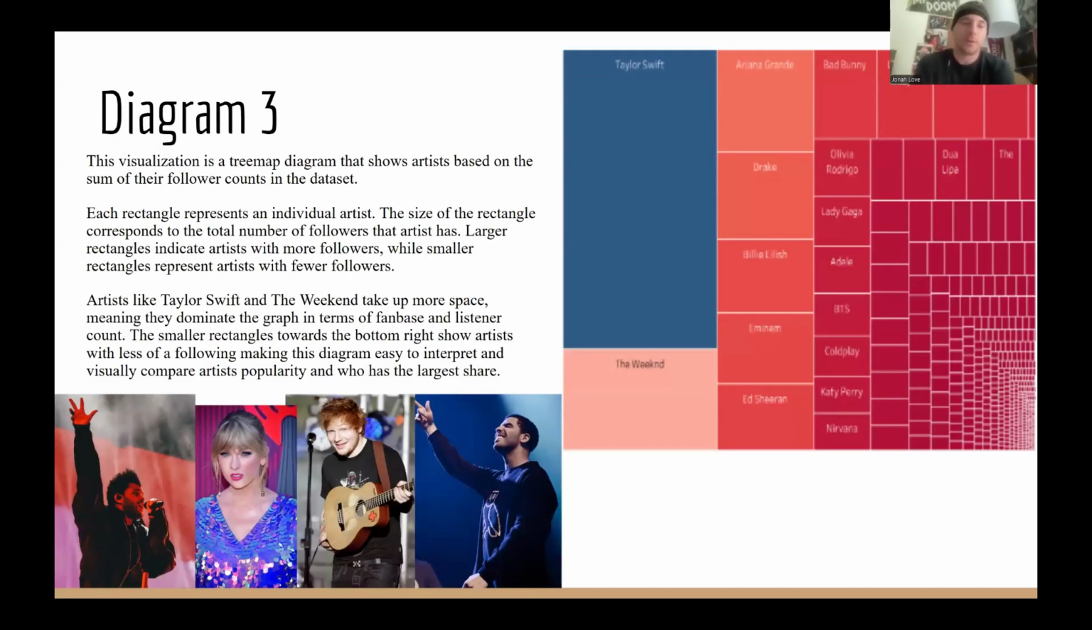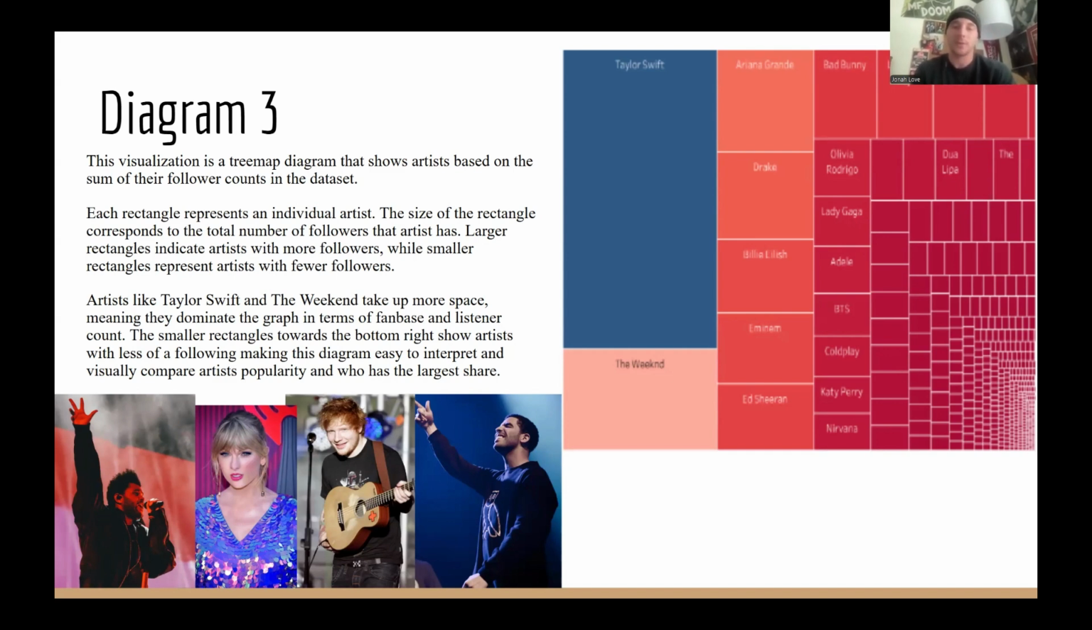Yes, this is my diagram that I chose. It's a tree map diagram. As you can see on the far right, it shows artists based on follower counts and popularity in the bigger boxes. And each rectangle represents an individual artist, like you see Taylor Swift, Weeknd, Ariana Grande, etc.